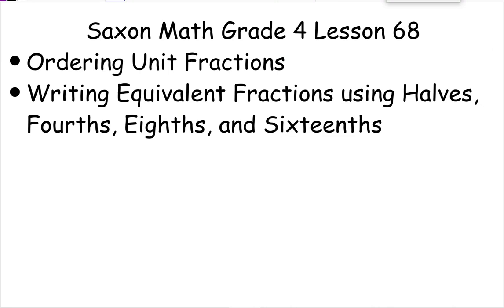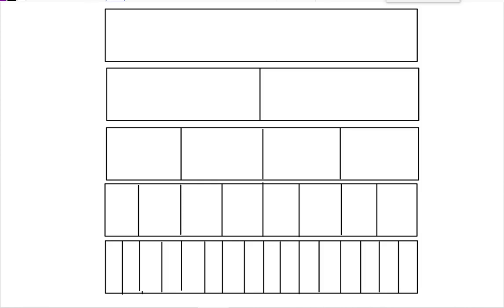Hello everyone, today's lesson is lesson 68, ordering unit fractions, and writing equivalent fractions using halves, fourths, eighths, and sixteenths. So here I have these rectangles, and we're going to pretend that each one is a candy bar. The lines divide each candy bar into equal pieces. Now my first candy bar has no dividing lines. We would say this is one whole bar.